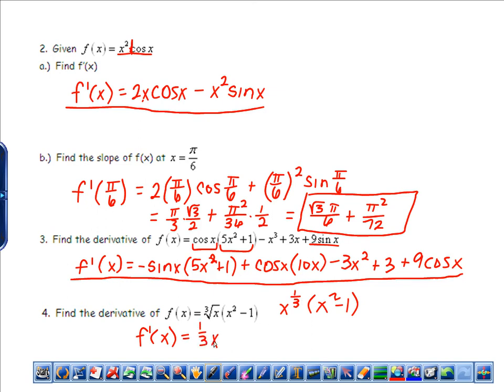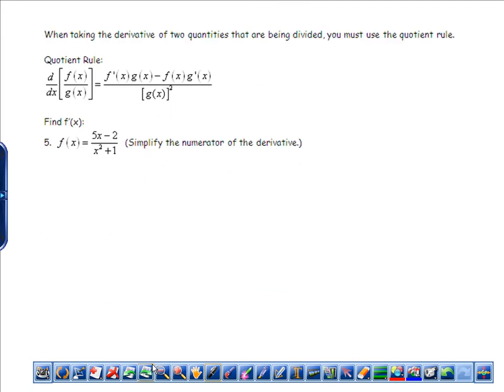That's going to be 1/3 x to the negative 2/3 power, using the power rule, times just the second part, which here is acting as g of x. All right, plus, and then we switch it around. So this time I have x to the 1/3 times the derivative of x squared, which is 2x. And there you go. That's your answer. No need to simplify.